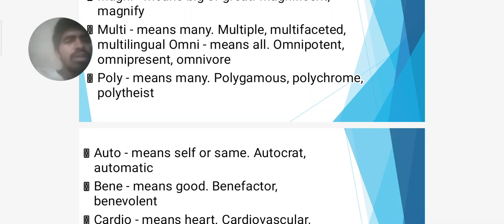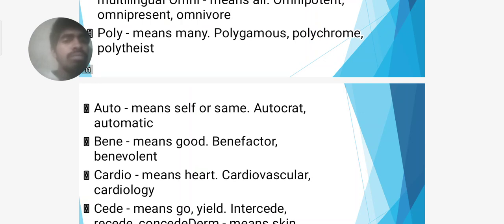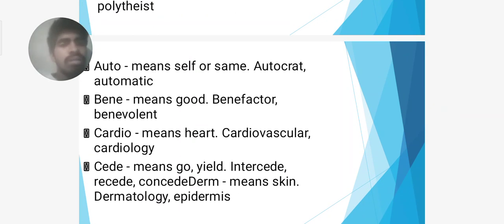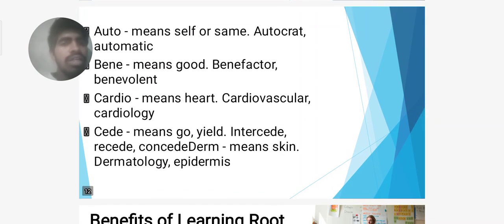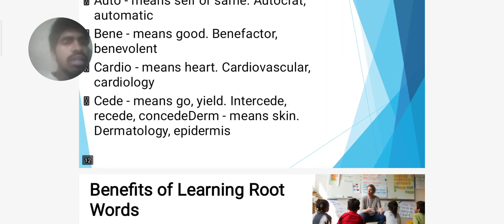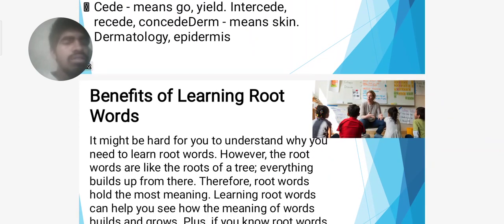More examples. Poly means many: polygamous, polychrome, polytheist. Auto means self or same: autocrat, automatic. Bene means good: benefactor, benevolent, beneficent, etc. Cardio means heart: cardiovascular, cardiology, cardiologist, etc. Cede means go or yield: intercede, recede. Derm means skin: dermatology, epidermis. So these are all the examples I have given. From one root word we can create many meanings.